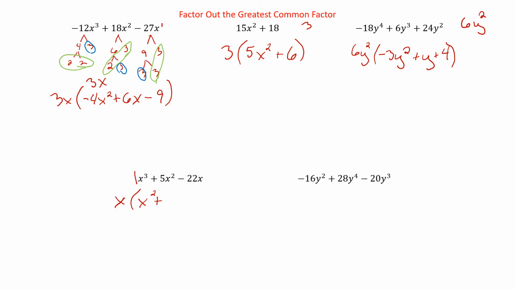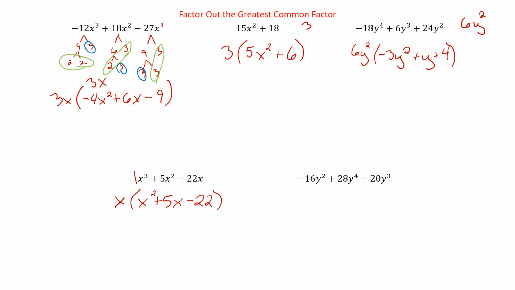Plus, we need the 5. And then how many more x's? Well, to get from x to x squared, we need that 1 more x. And then when we take out the x from this one, we just have minus 22. Now, if we multiplied this through, we would get right back to where we started.